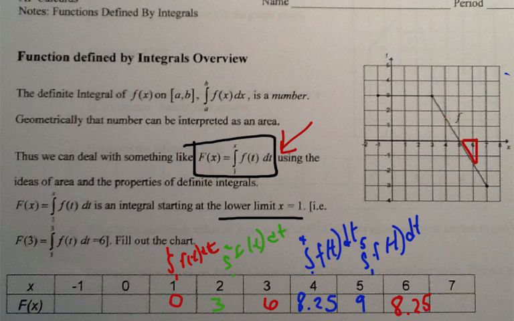And also, if you notice, this region here is symmetrical with this region here. So this takes off what we added on from 3 to 5. So that brings us back to 6. Okay, so we've gone through all these that are beyond 1. Now what about going backwards?